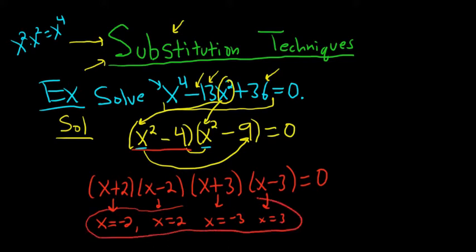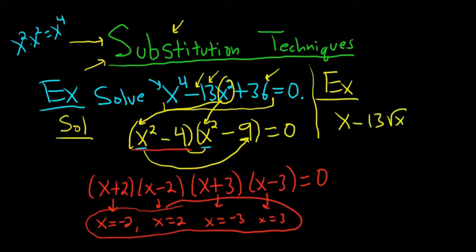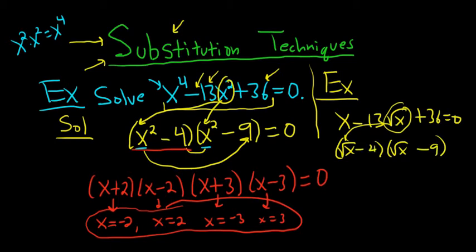So in general, if you have something like this, usually it factors. For example, say you had x minus 13 square root of x plus 36 equals 0. The same thing would happen here. It would factor, and then this is going to go here. It's just a trick: square root of x, and everything else is the same. And then you would go from there.